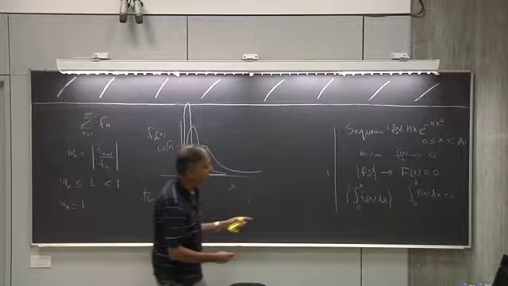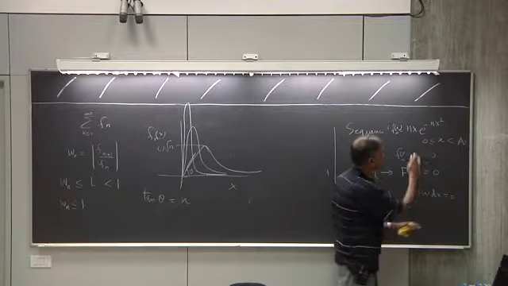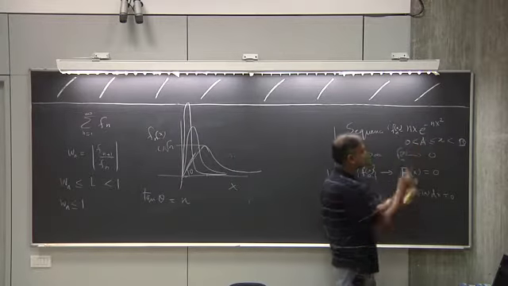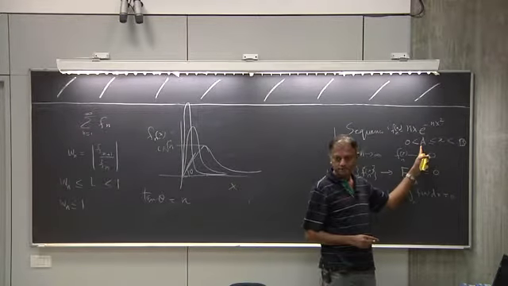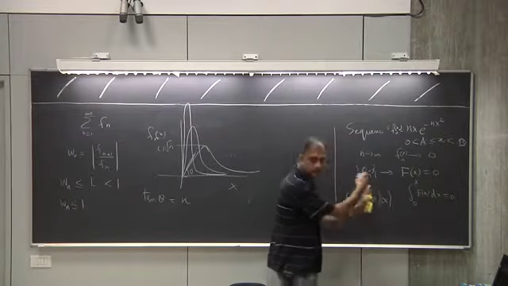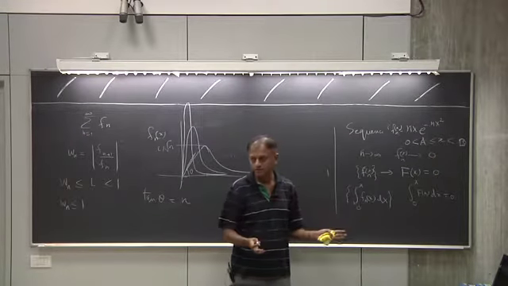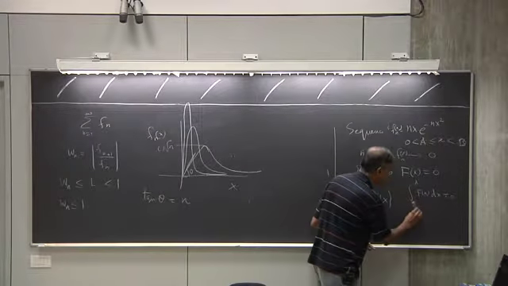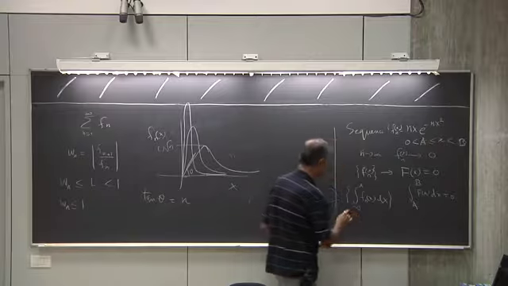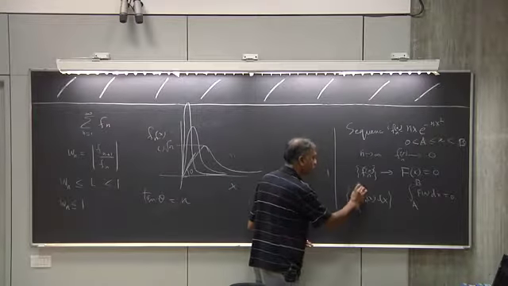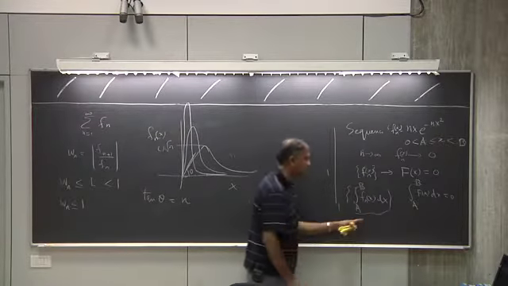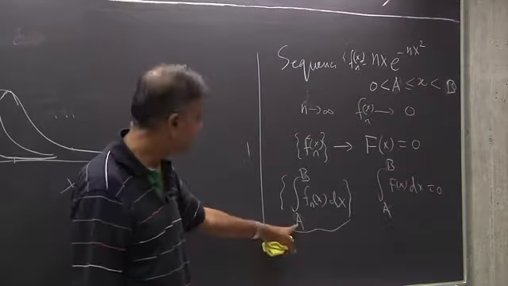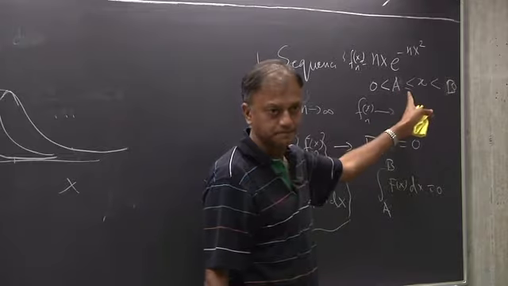If you had not taken this range, but let's say some a to b, where a is strictly greater than 0, in that case there will be no problem. These two operations will commute. Instead of this, suppose I have taken a to b, then there will be no problem. You will see that this integral also goes to 0 as n goes to infinity, so long as a is strictly greater than 0.